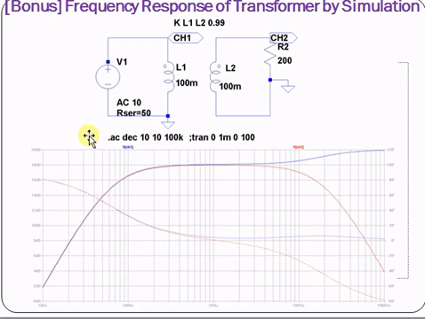The efficiency of the transformer is related to the high frequency response. Here we set the efficiency to be 0.99. Therefore, you will see the frequency response decreases at 10 kHz. If the efficiency is 0.999, then it will decrease at 100 kHz.